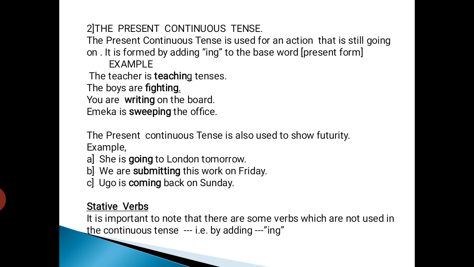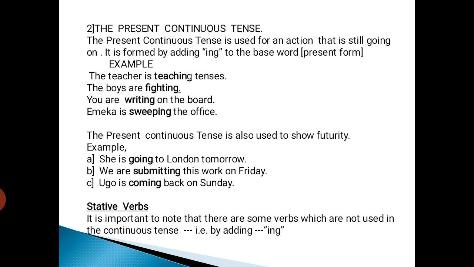Secondly, we use present continuous tense to show futurity. For example, she is going to London tomorrow. What will happen in future? We are submitting this work on Friday, the Friday yet to come. Ugo is coming back on Sunday.